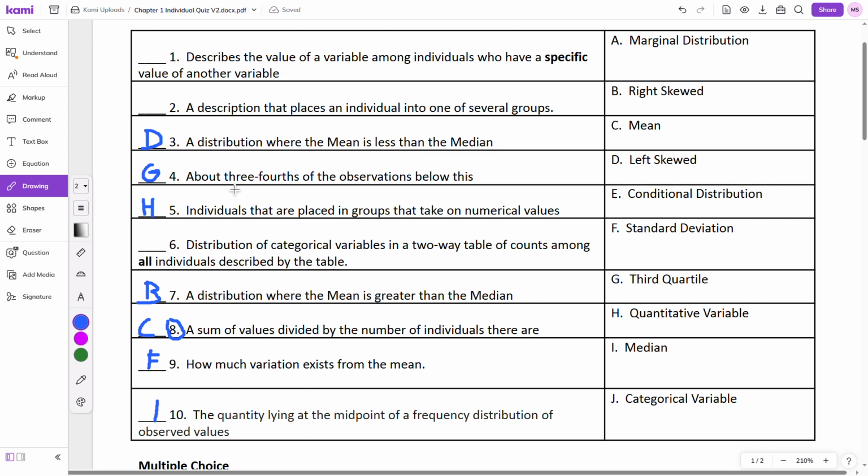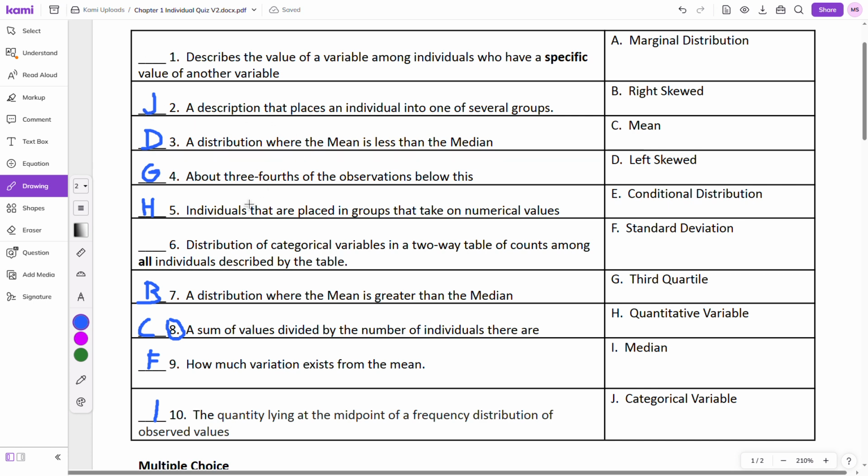And the other ones are a little bit more difficult. So number 2, if 5 is H, if 5 is the quantitative, then group 1 is not that one, categorical variable. There we go, J. No, wait. Yes, that would be J.